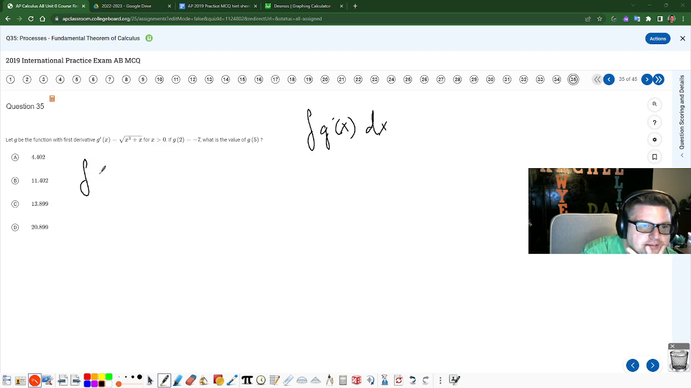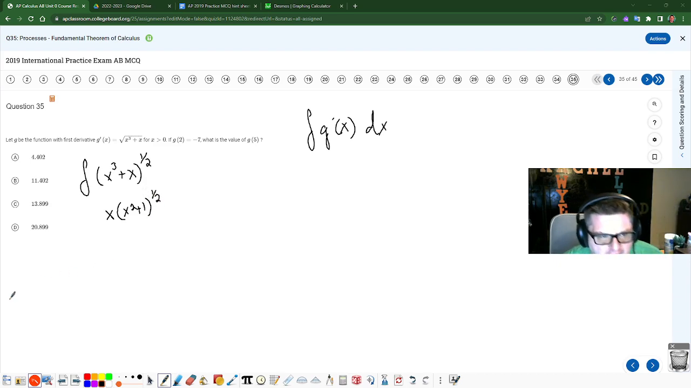Interesting. Okay, so let's backtrack a little bit. We have x cubed plus x to the 1/2 power. Squared plus 1 to the 1/2 power. With the first derivative.